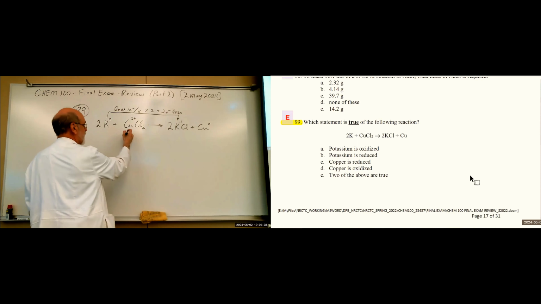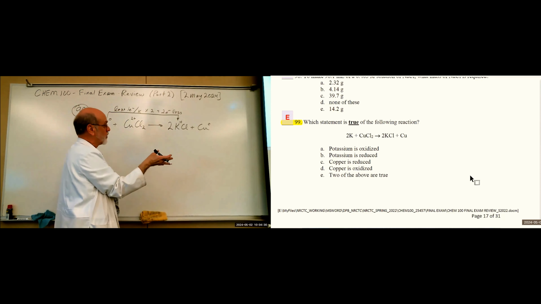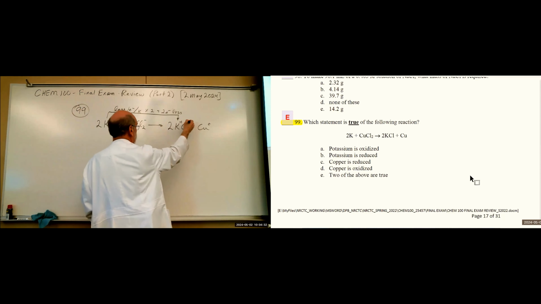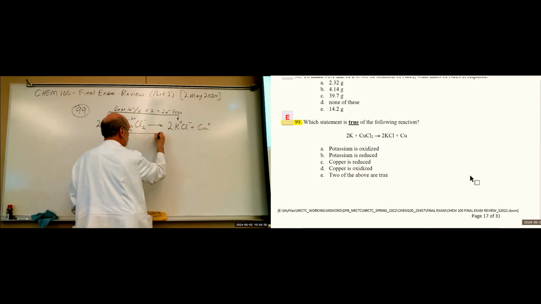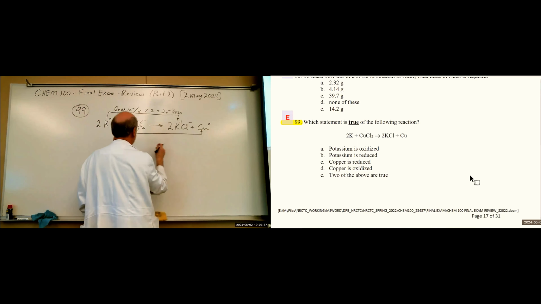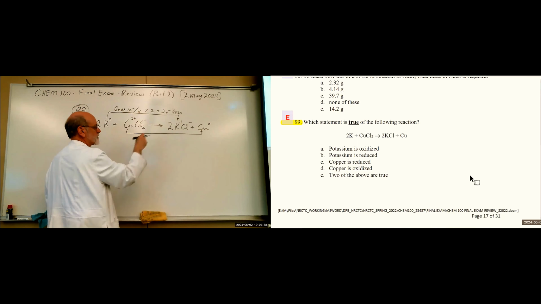Okay? This copper, nothing happened to the chloride. Chloride's -1, both of them. This copper went from here to here. So how did it go from a 2+ to a 0? It had to gain 2 electrons for each copper times 1 equals 2 electrons. Gain.